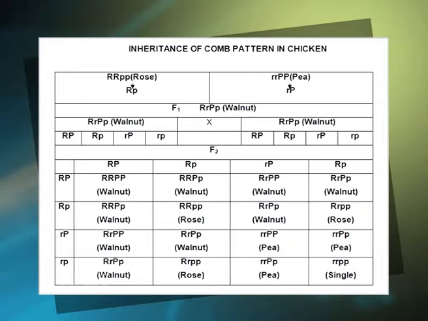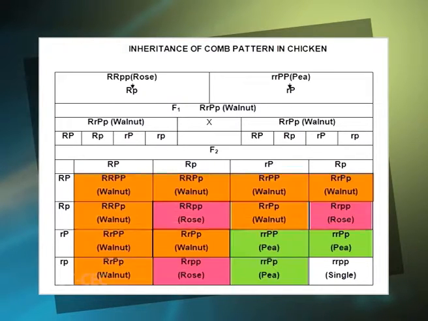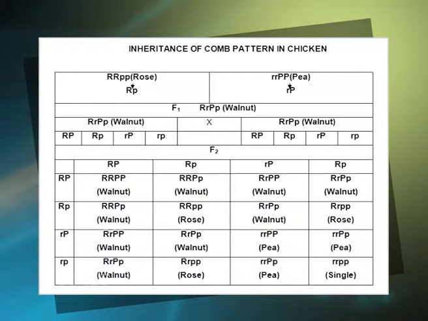When the F1 hybrids are interbred, an interesting result was obtained. The F2 showed walnut, rose, pea and single comb in the ratio of 9:3:3:1. In this, the F2 ratio is not altered, but it is a clear indication of the involvement of more than one pair of genes. In F2, when the pea comb gene is absent and one copy of the rose comb gene is present, it results in rose comb.